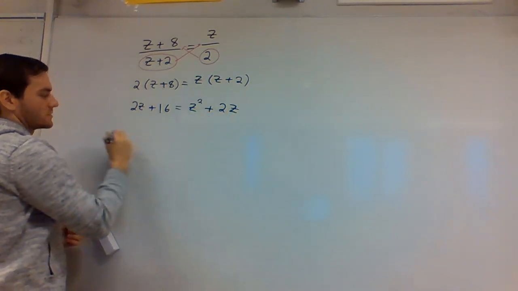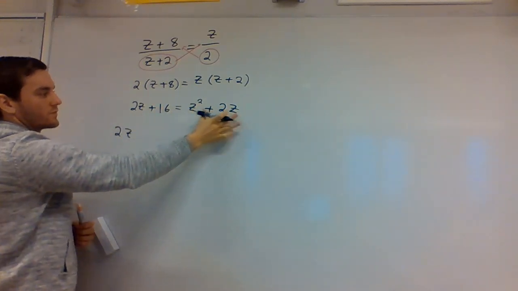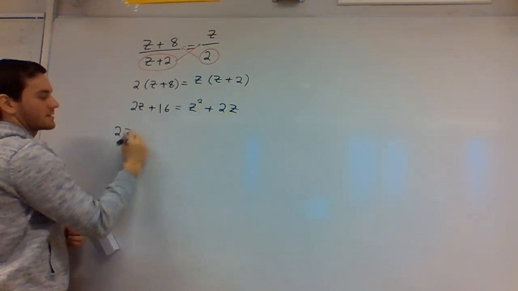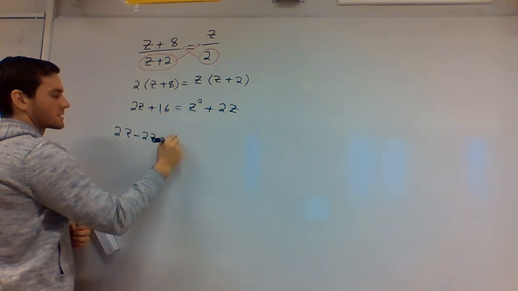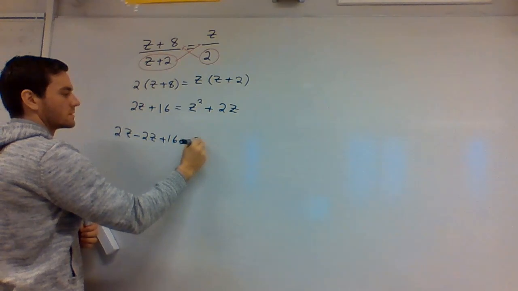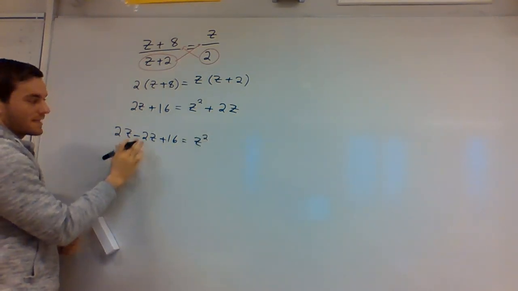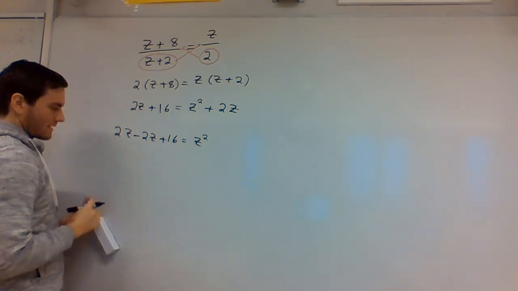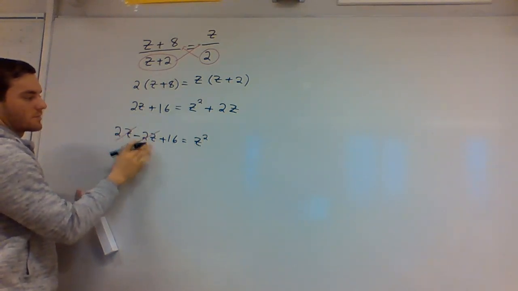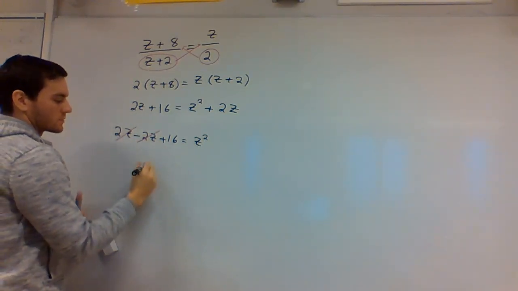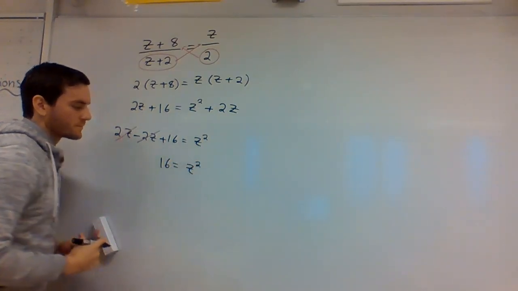So the opposite of adding 2Z, so here's my 2Z still. When I move this over, the opposite of adding is I subtract 2Z. I still have plus 16 equals Z to the power of 2. Now if I have 2 Z's and I take away both those Z's, that means I've got nothing left. These pretty much cancel each other out. So 2 Z's minus 2 Z's, nothing left there. So now I have 16 equals Z squared.